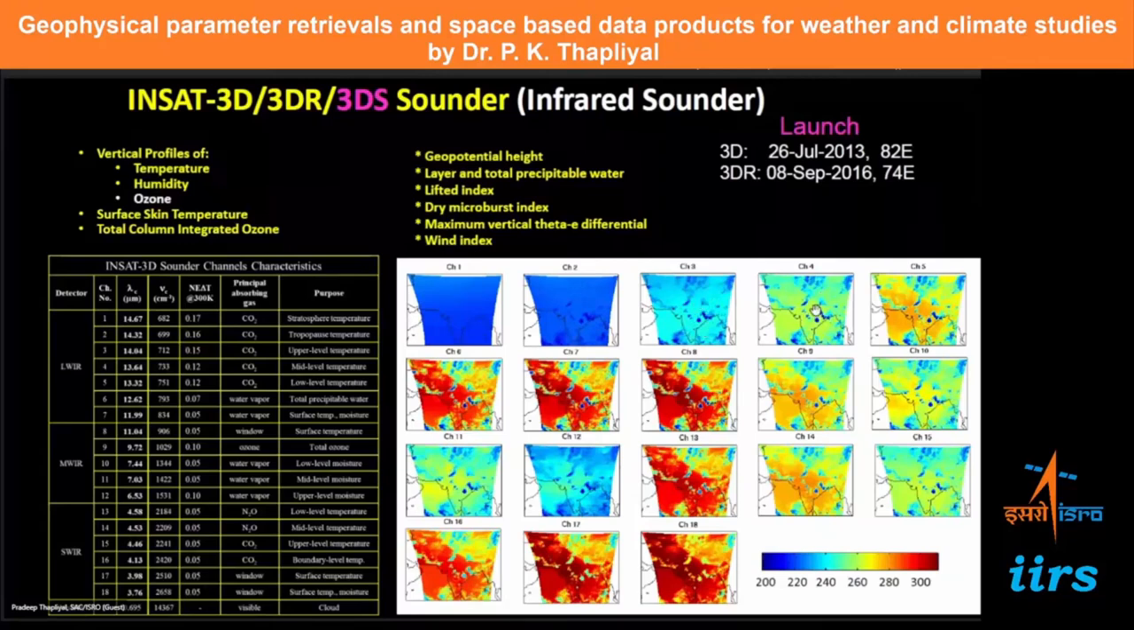This is looking at the middle atmosphere. This is looking at the lower atmosphere. And these three channels are looking at the surface. So by making measurements in these 5-6 channels, you can construct a temperature profile in the atmosphere.